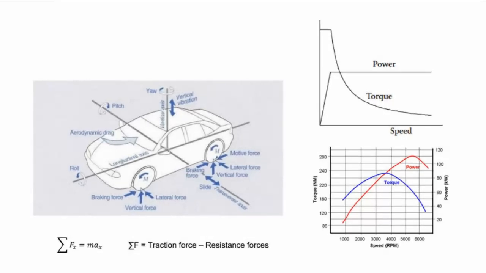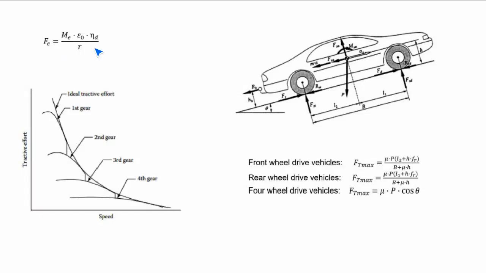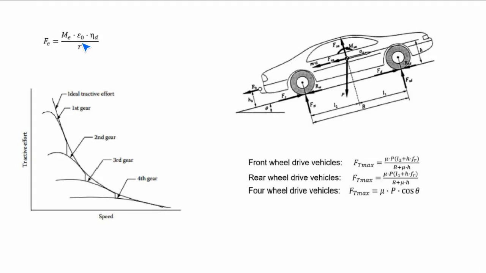Also, the force generated by the engine, we can formulate with this formula. Fe will be equal to Me times epsilon 0 times efficiency eta D over R. What is it? Me is motor torque. Epsilon 0 is the transmission ratio. Transmission ratio shows us the mechanical characteristic. Generally, we have limited performance, maybe more than 90 percent.